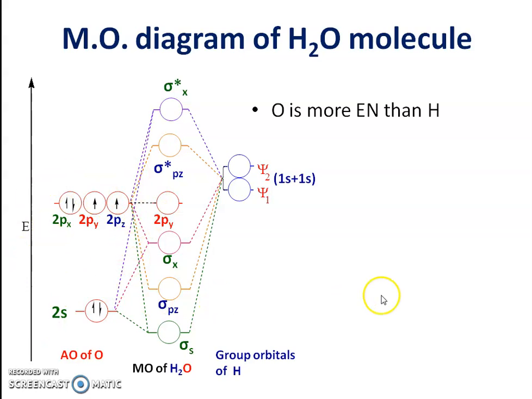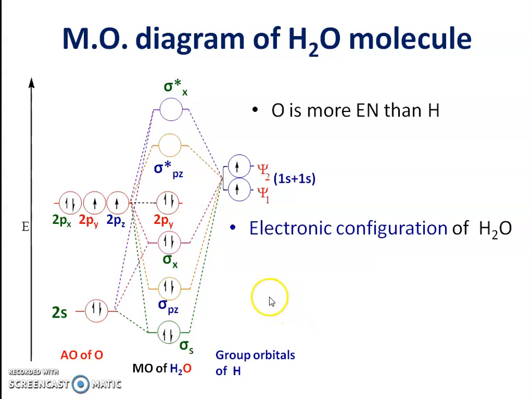So these are the 6 electrons in atomic orbitals of oxygen. There are 2 electrons in group orbitals. Each group orbital contains 1 electron. Now in bonding orbitals, first electron enters in sigma s, then second, third, fourth, fifth, sixth, seventh and eighth. All the bonding orbitals as well as the non-bonding orbital contain a pair of electrons. All the electrons are paired in molecular orbitals, therefore water is diamagnetic.